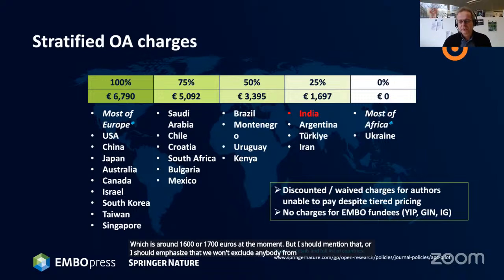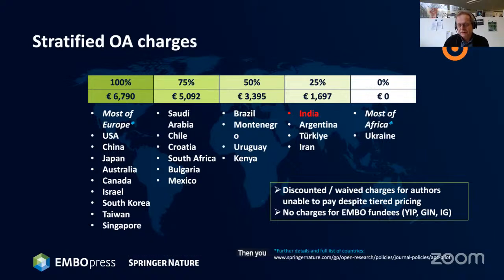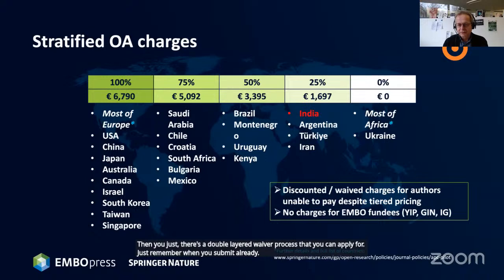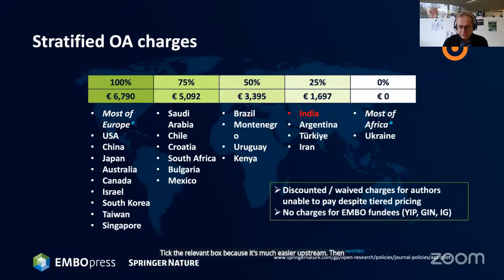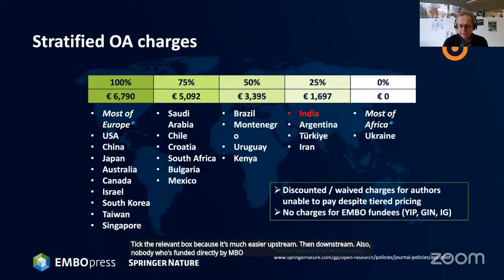But I should emphasize that we won't exclude anybody from publishing a paper in the journal. If you cannot pay that, there's a double layered waiver process that you can apply for. Just remember when you submit to already tick the relevant box, because it's much easier upstream than downstream. Also, nobody who's funded directly by EMBO is charged anyway.